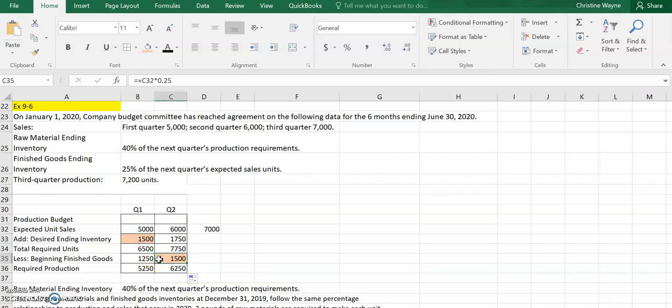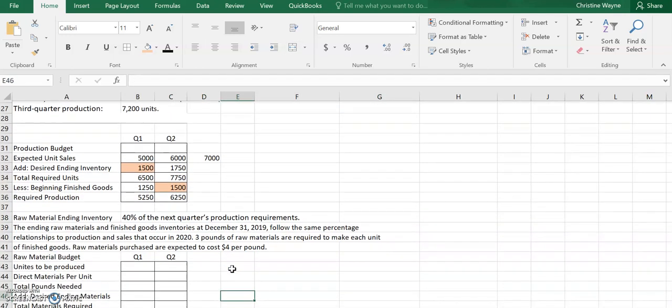Also, I can look at it by saying the next 25% of the next quarter's expected sales is my ending inventory. So looking at it that way, I got this 1,500 by taking 25% of that 6,000. So if I want to look at my beginning inventory of that same quarter, looking at those unit sales, I'd times that by 25%. Hopefully that helps. So that was just your production budget.